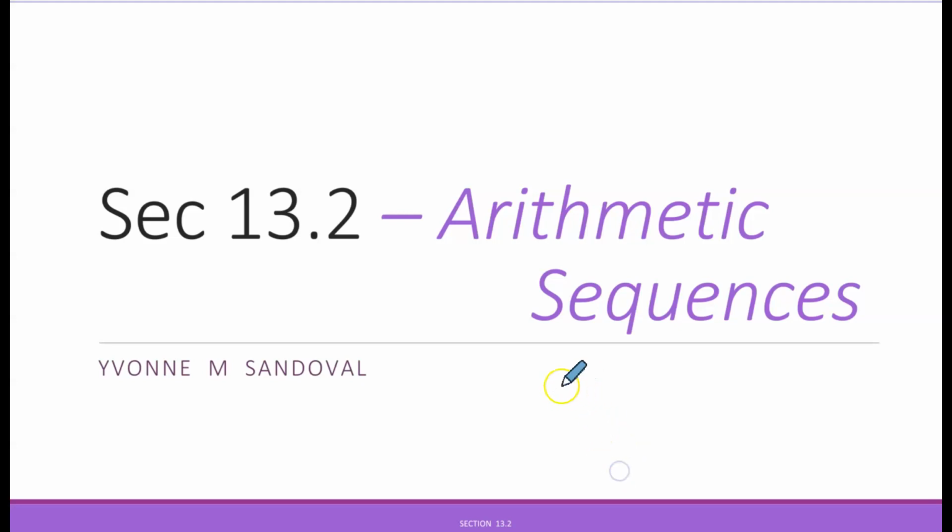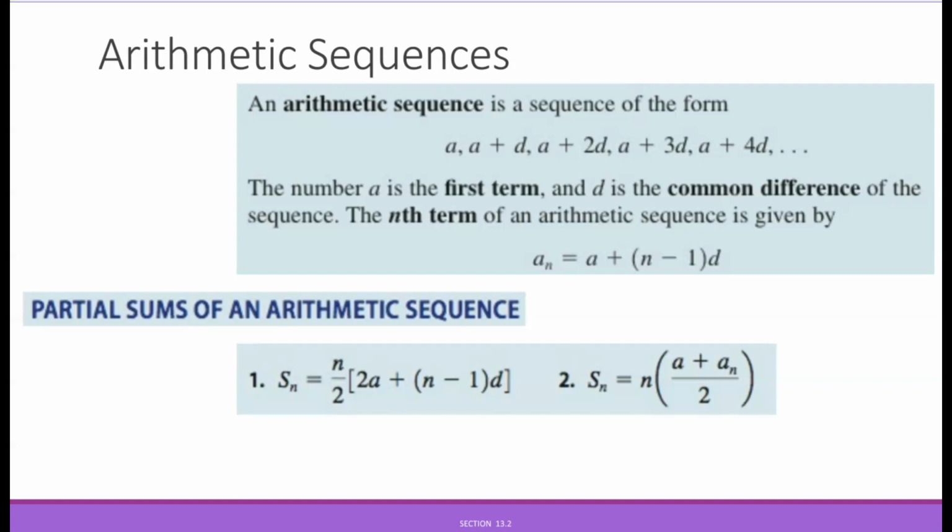Arithmetic sequences, part 1. An arithmetic sequence is one where, knowing a first term or consecutive terms that are next to one another, arithmetic sequences have a common difference. If we take a term on the right, subtract off a term on the left, we have a common difference d. If that common difference exists, you have an arithmetic sequence.